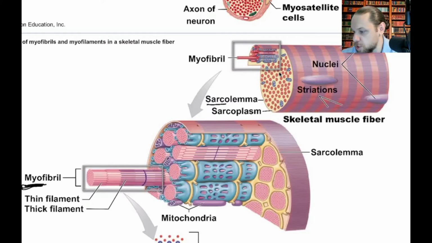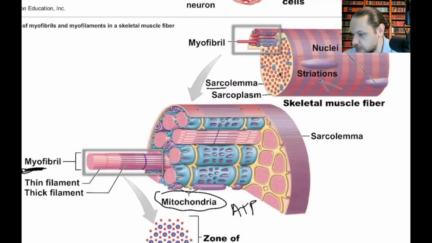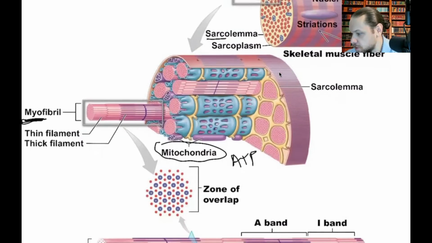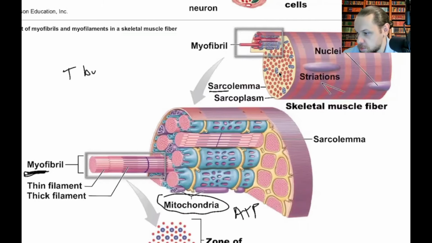Some important structures that I want to point your attention to here: we have the mitochondria, and the mitochondria is going to supply the ATP for the contraction to the muscle. This portion here will have the T tubules, which essentially will propagate electrical signal to the sarcoplasmic reticulum that releases calcium.